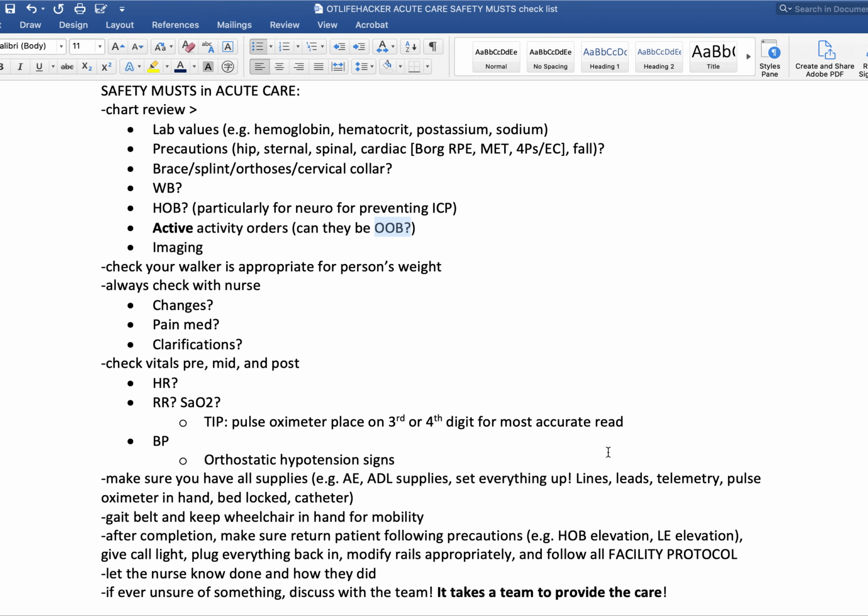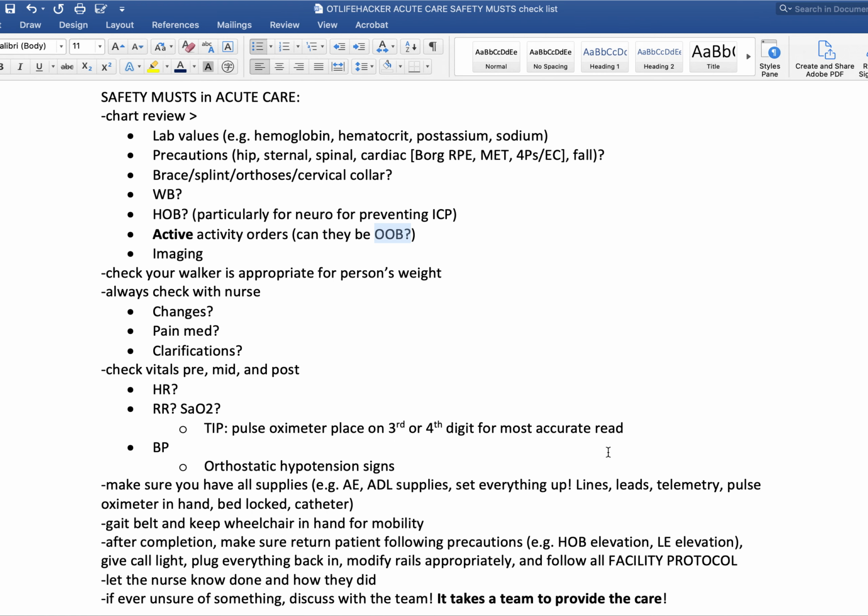And the telemetry, get that set up. The oximeter, always have that in hand, because again, you've got to check the vitals. Bed locked, catheter in place so that when you're doing supine to sit, everything's all set up and nothing gets tangled up. And then gait belt, you've got to put on your gait belt. And keep the wheelchair in hand for mobility.